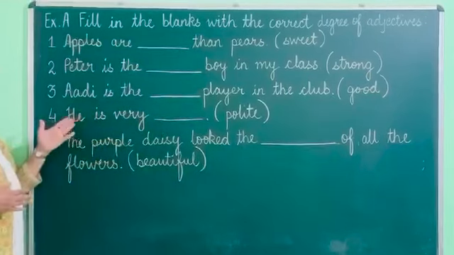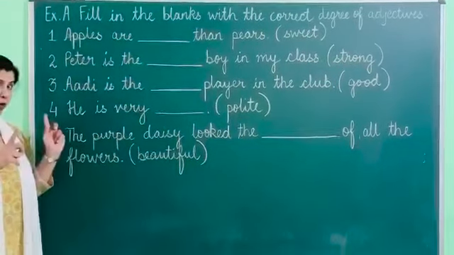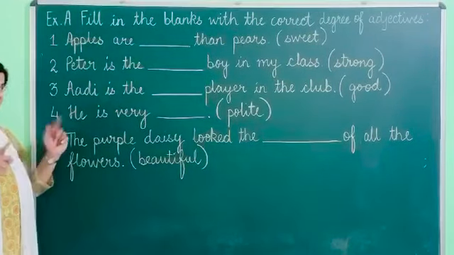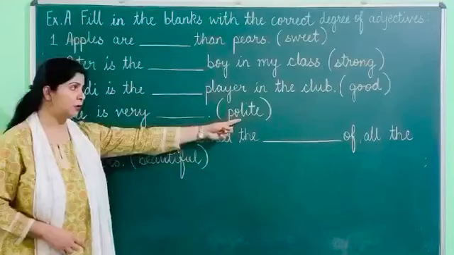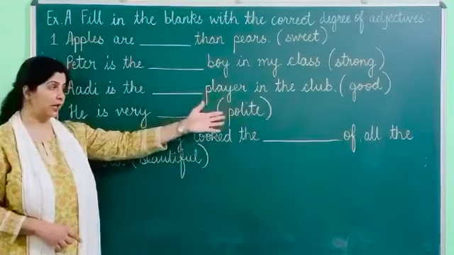If you look at this sentence carefully, you would realize that you are just talking about one boy. So, which degree it will be? It will be the positive degree. So, which word is given to you in the positive degree? Polite. So, see if you would be changing it or not.